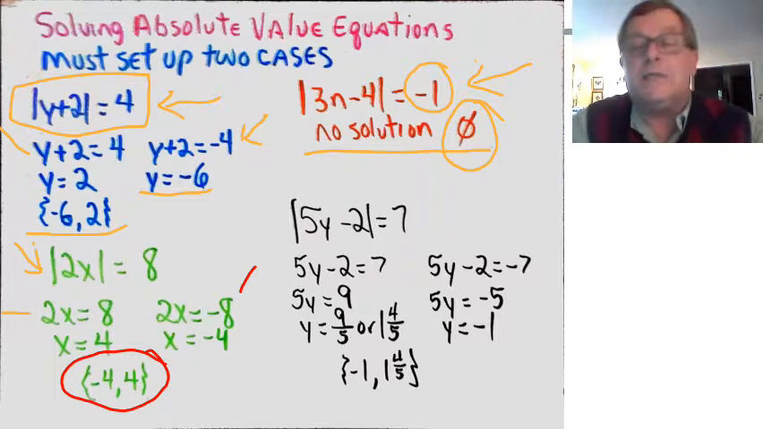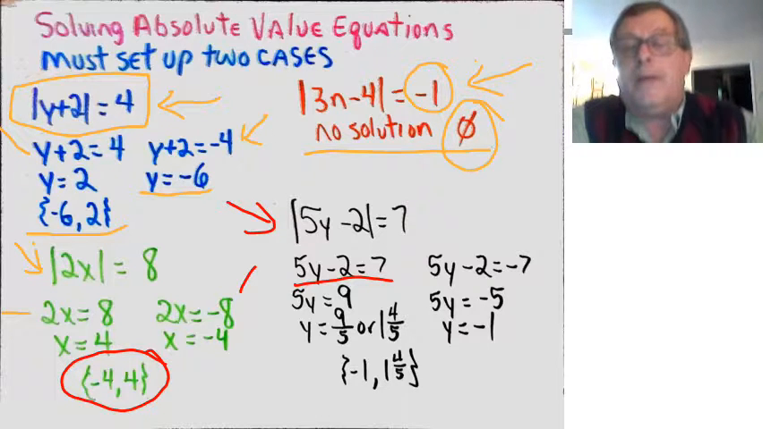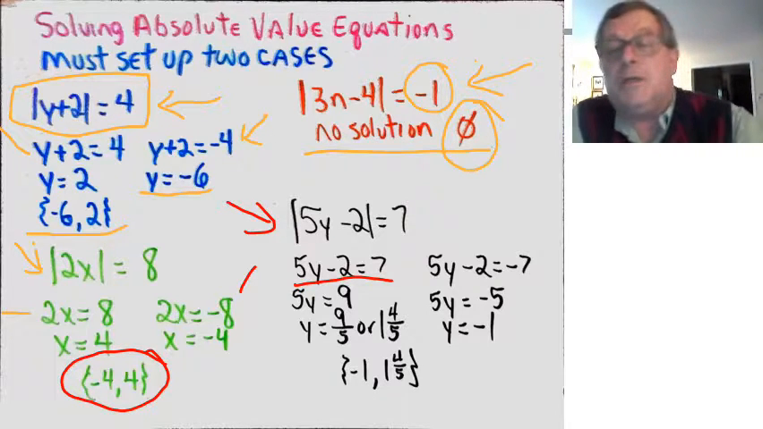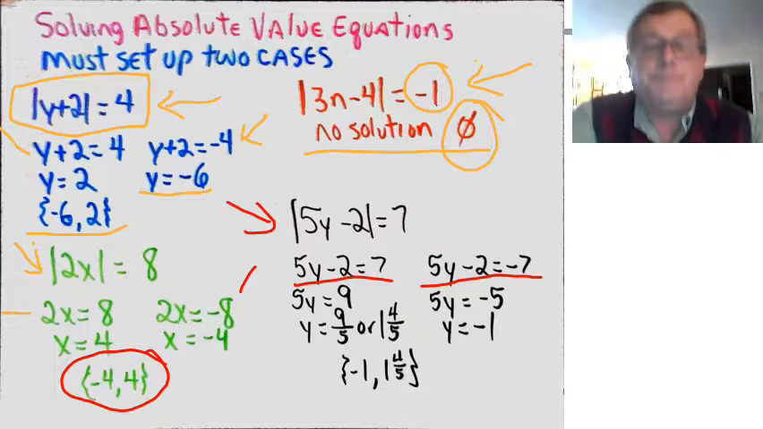And then finally, let's look here at the fourth one. All right, here we got the absolute value of 5y minus 2 equals 7. Again, I'm setting up two cases. I got 5y minus 2 equals 7 right here, and then I'm going to have 5y minus 2 equals minus 7.